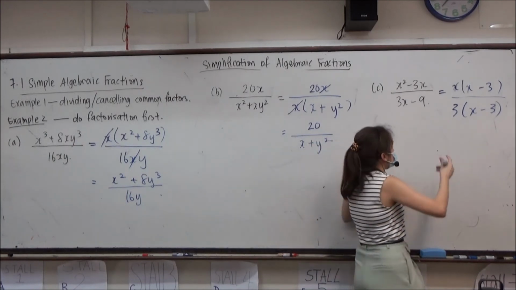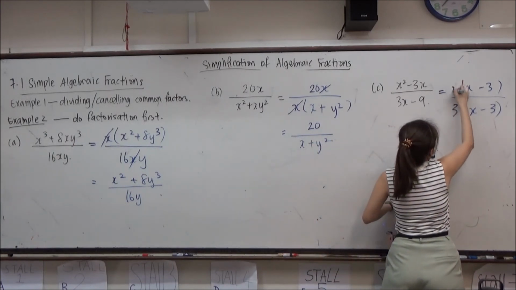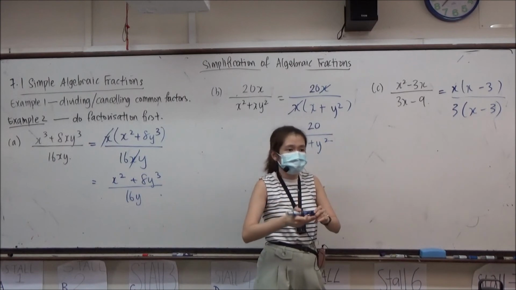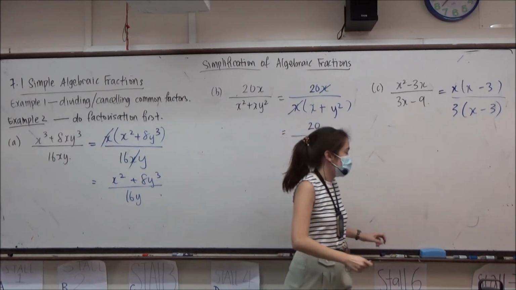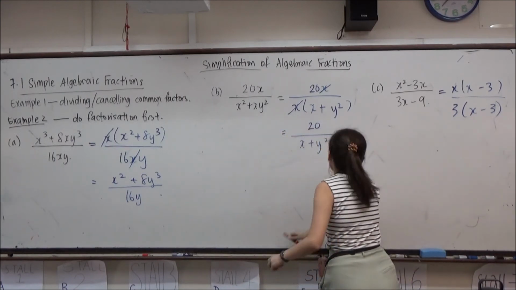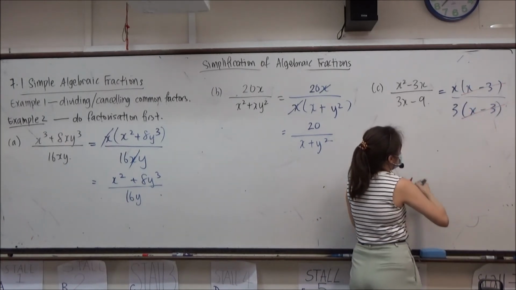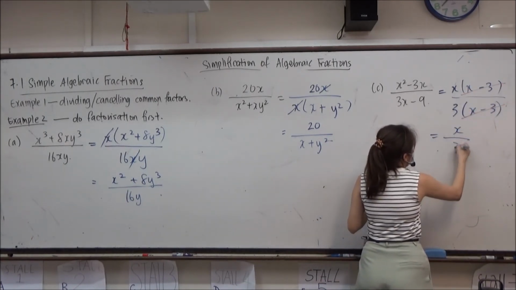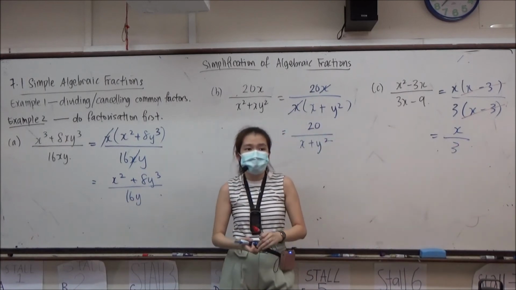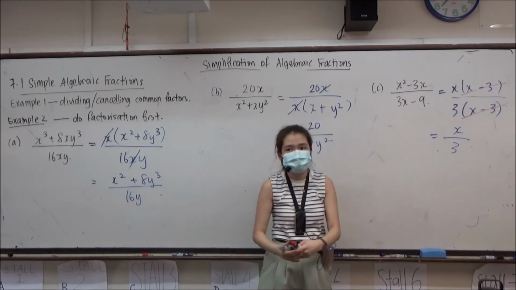Okay? Now that we have done this factorization at the bottom, what is it that I can cancel? x minus 3. So I can only cancel x minus 3 in this manner. So therefore, my answer will be x over 3. Okay, so I showed you one example of how to cancel.